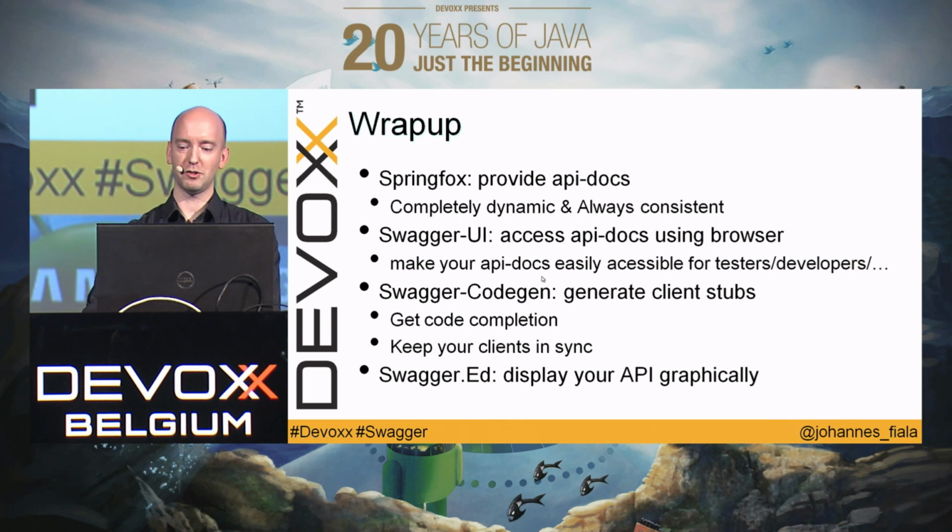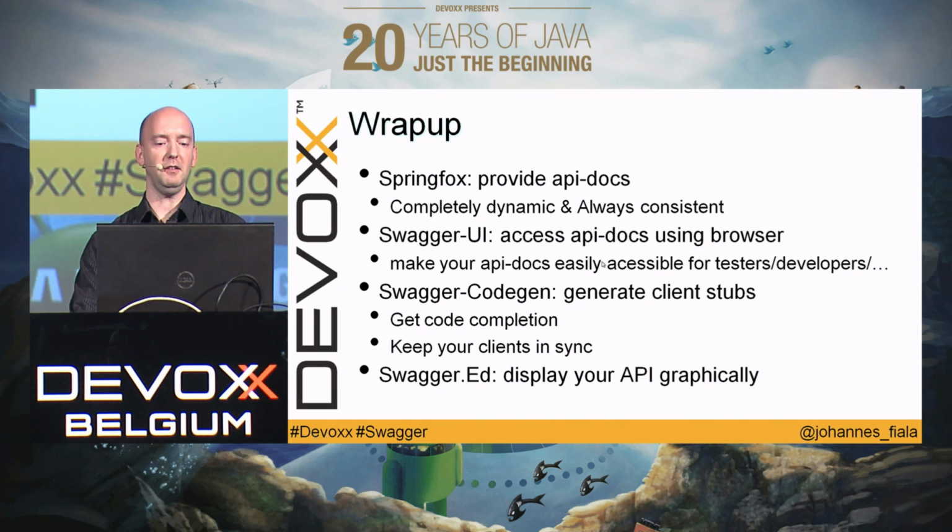So yeah, what I showed to you is first of all the Springfox libraries. They provide the API documentation. They are completely dynamic, always consistent. The Swagger UI, which you can use to explore the API. I think it's great for testers and co-developers to try out the API. Swagger-Codegen to generate the client stubs and get code completion and keep your clients up to date automatically. And finally, the Chrome plugin, which I showed, is Swagger.ed, which allows you to display the API graphically.